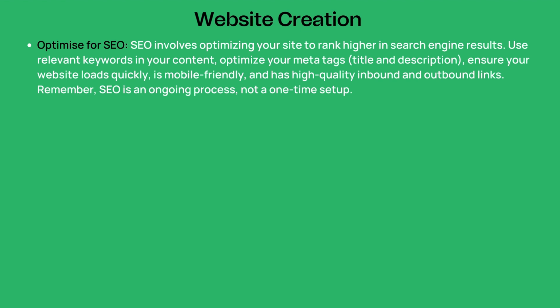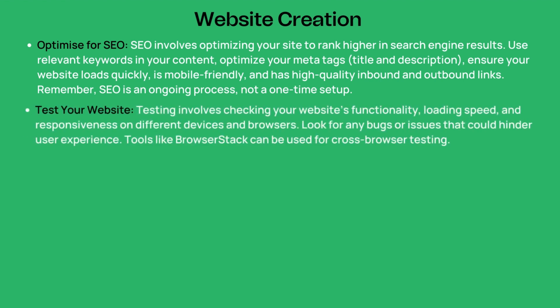So you have to make sure that when you are doing SEO, you optimize it, use relevant keywords in your content, optimize your meta tags, that's title and description. This is the first thing that you're going to see about a web page. The title, of course, and a little bit about what that page is. Be sure that you ensure your website loads quickly, that it's mobile friendly, and has high quality inbound and outbound links. Remember, SEO is an ongoing process, not a one-time setup. So it's something that you always have to do, always improve SEO, work around SEO as well.